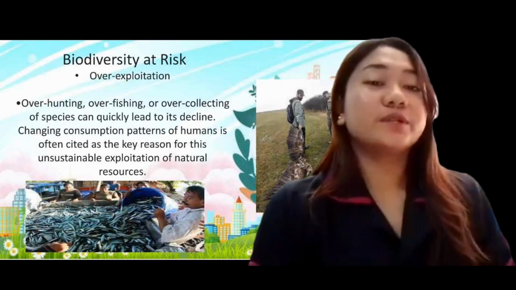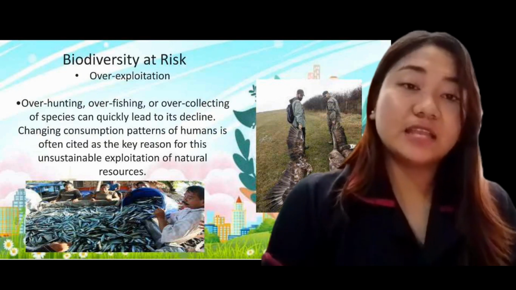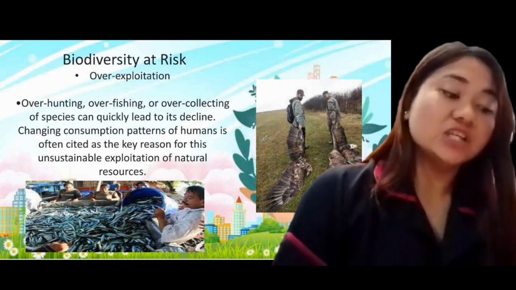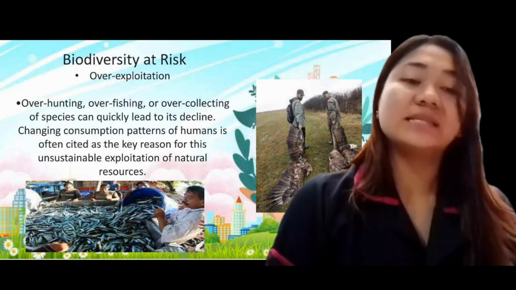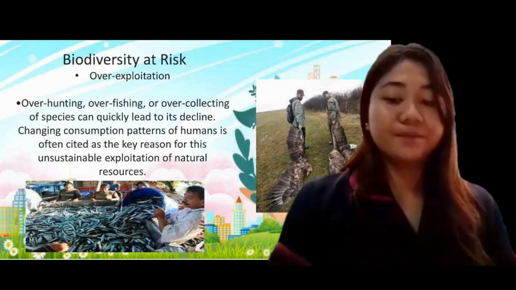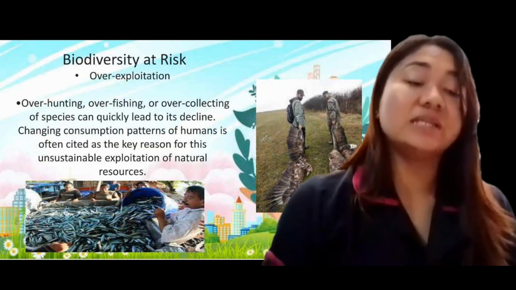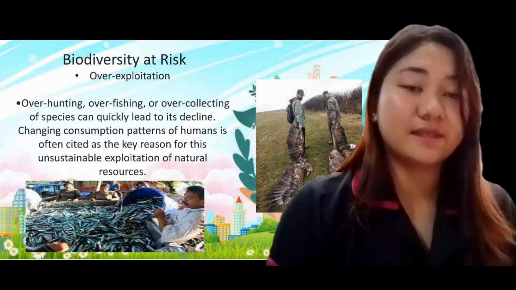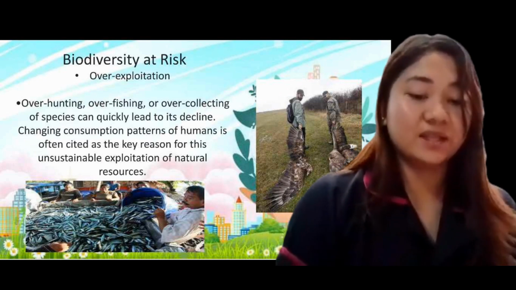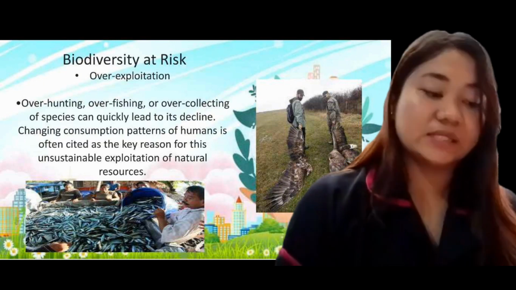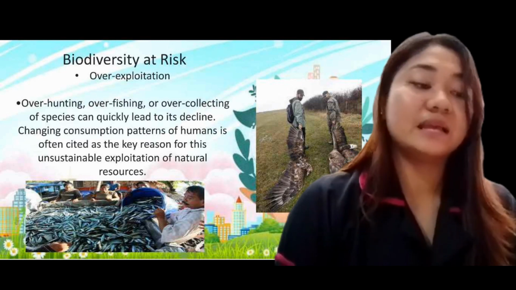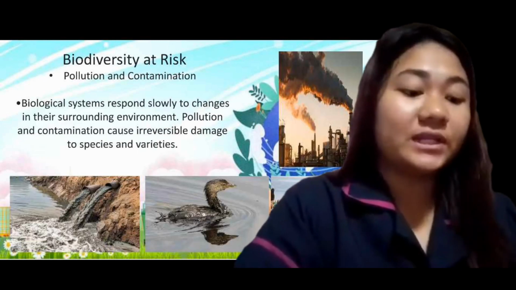Second is overexploitation of biodiversity. Overhunting, overfishing, or overcollecting of species can quickly lead to its decline. Changing consumption patterns of humans are often cited as the key reason for this unsustainable exploitation of natural resources. So, overexploitation can lead to change or instability in biodiversity when human activities exceed the natural capacity of ecosystems to regenerate. Overexploitation of specific resources, such as overfishing or excessive hunting, can also lead to significant declines in their populations.